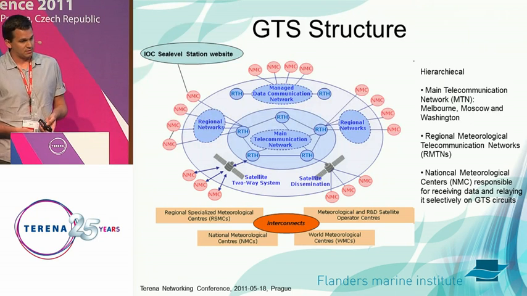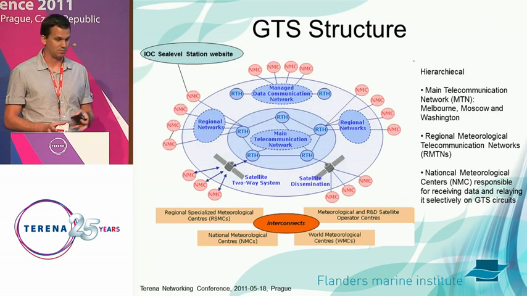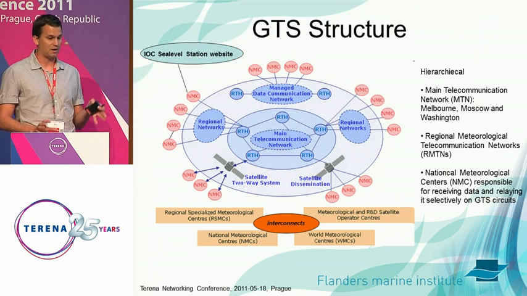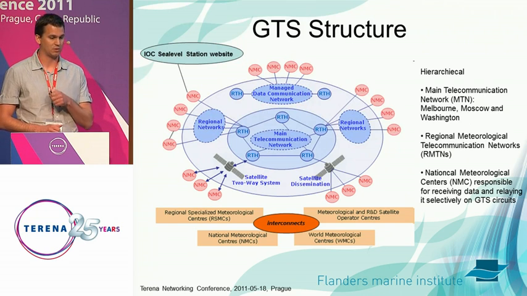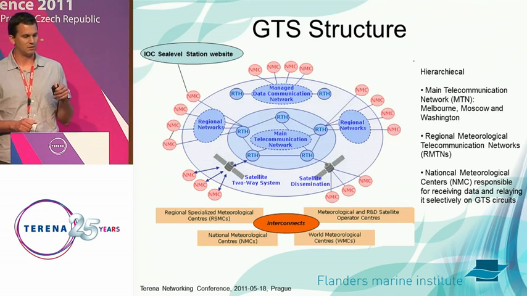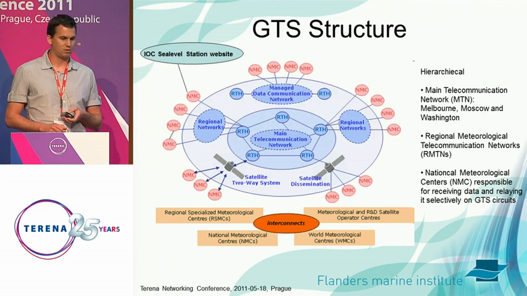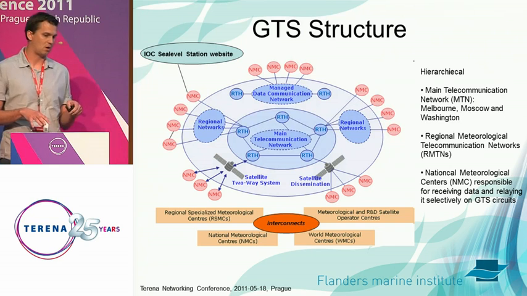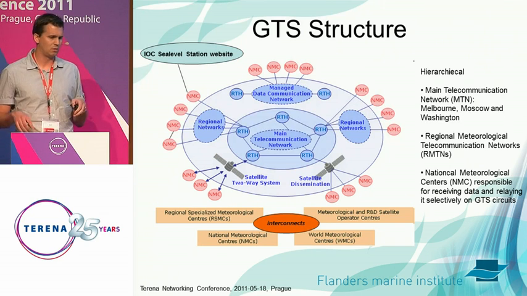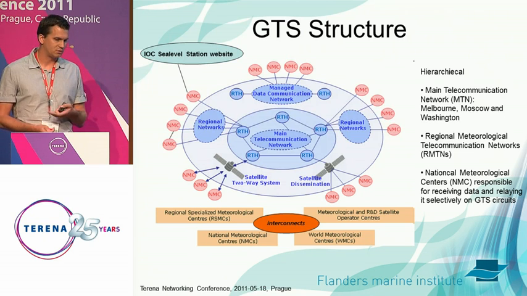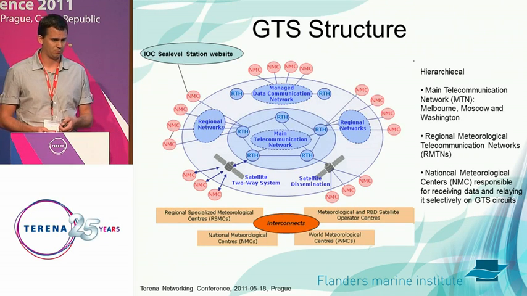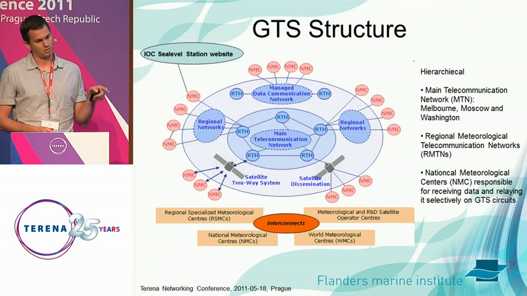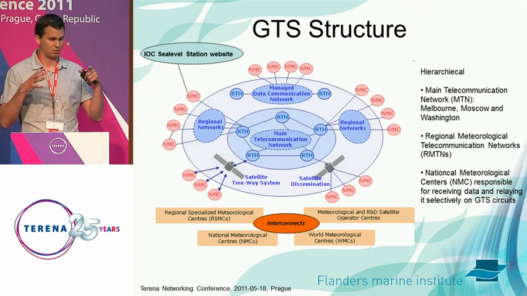This is the structure of the GTS. It's a bit complicated, but it doesn't really matter. It's a hierarchical system. You have three main telecommunication networks, which are in Melbourne, Moscow, and Washington, so geographically very dispersed. That's intentionally done, of course. Then you have the regional meteorological networks. Those are 16 or 17 regional, divided by countries or larger entities like Europe. And on top of that, you have the national meteorological centers. That's what you see on the outside of the circle.